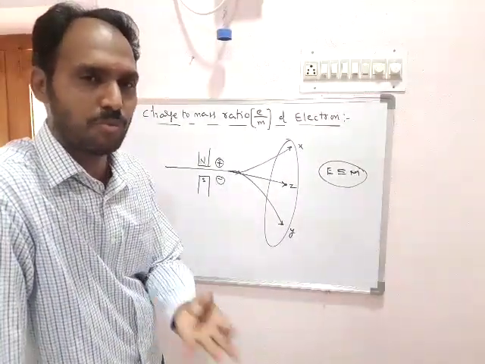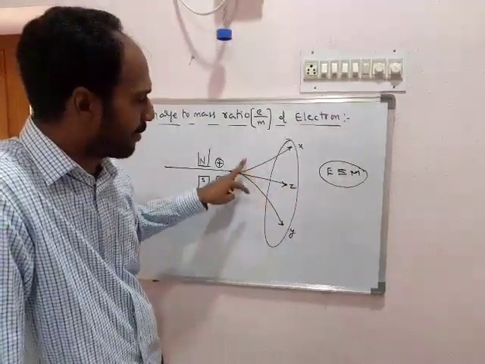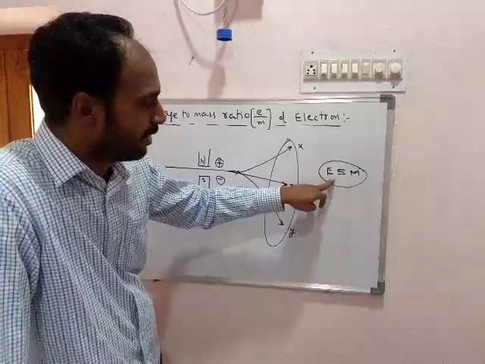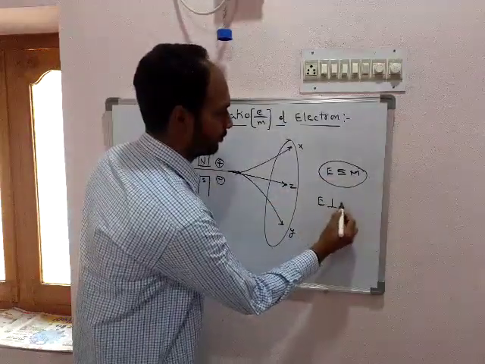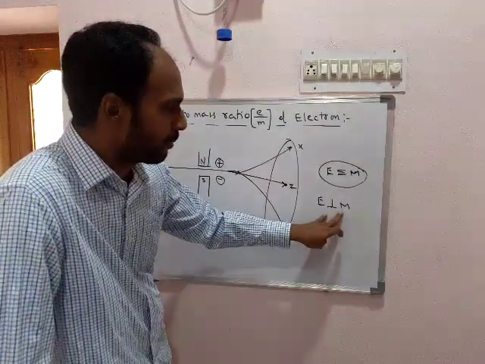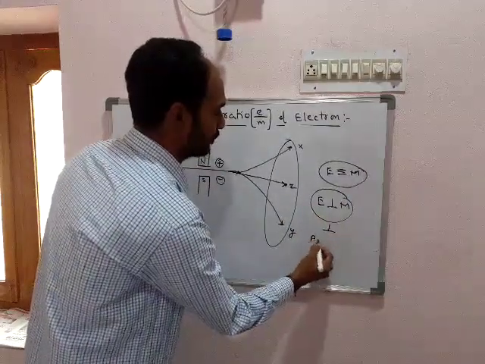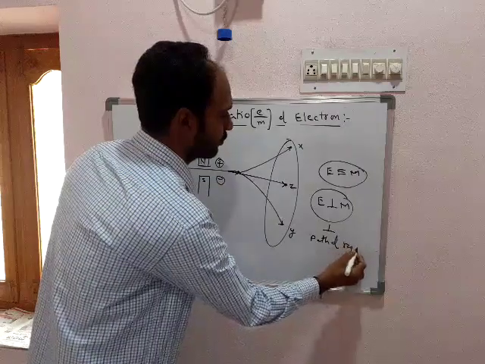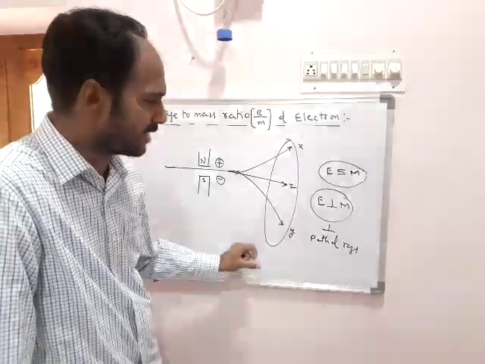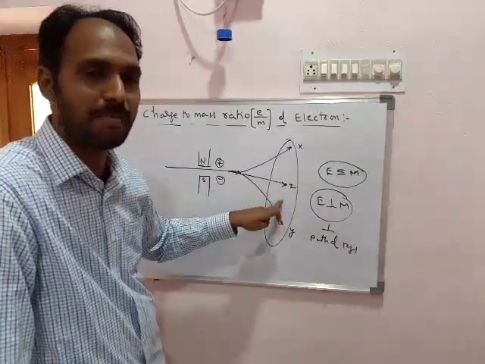So what is the need to do the same experiment many times? He applied the electric field and magnetic field simultaneously, which are perpendicular to each other. He applied the electric field and magnetic field, both perpendicular to each other, and these two are also perpendicular to the path of the cathode rays, that is the path of electrons. He did this experiment many times by changing the strength of the electric field and the strength of the magnetic field.